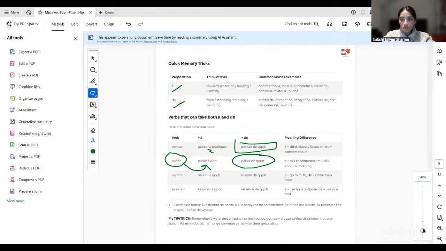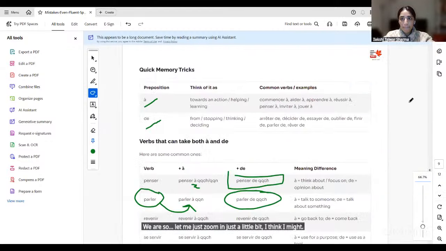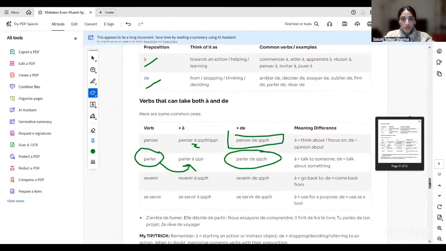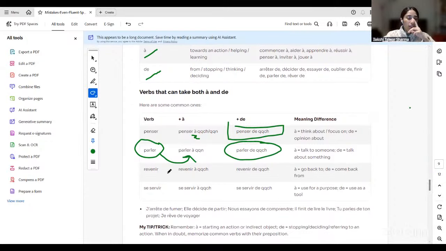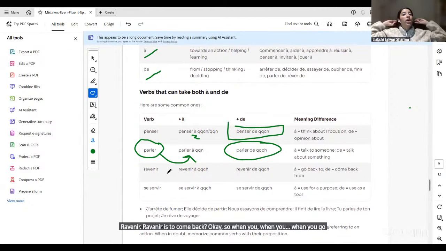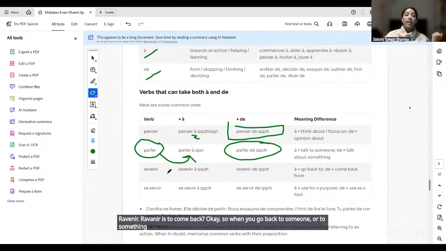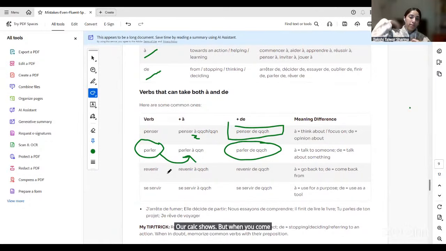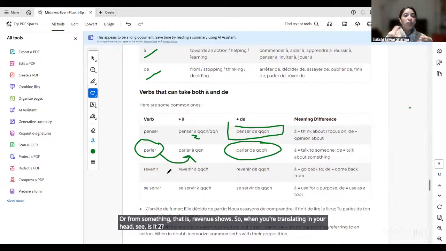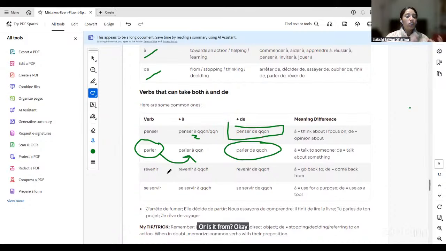Revenir. Revenir is to come back. Okay, so with revenir, when you go back to someone or to something, that is revenir à quelque chose. But when you come back from somewhere or from something, that is revenir de quelque chose. So when you're translating in your head, see, is it to or is it from? Okay, you'll always stop off smoking. Okay, j'arrête de fumer. Elle décide de partir. Nous essayons de comprendre. These are fixed.